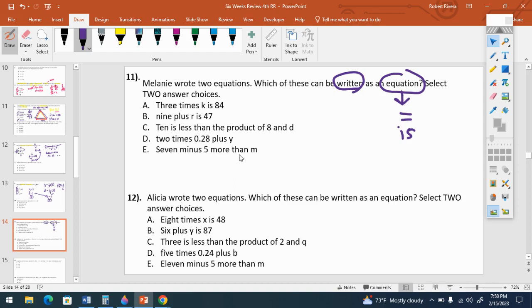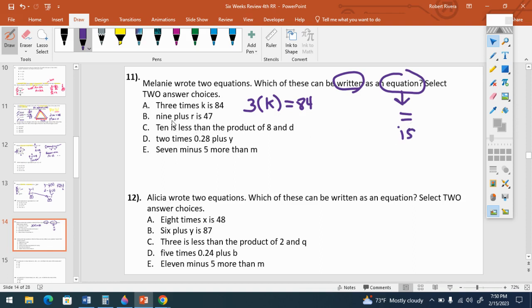Okay, so I'm just going to transfer my words to numbers. You see that 3? Well, let me put 3 times, that means a parenthesis or a dot, k, that would be k, is equal 84. Boom. That looks like an equation because it has the equal sign. The word is was there, so that looks good. So letter A looks good.